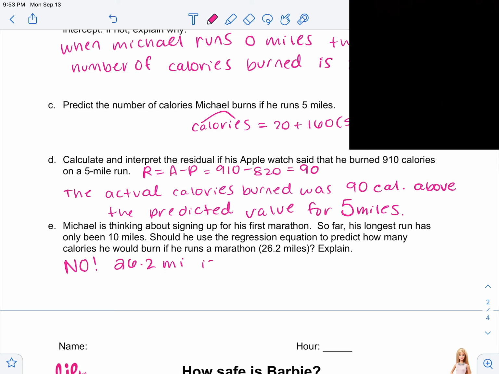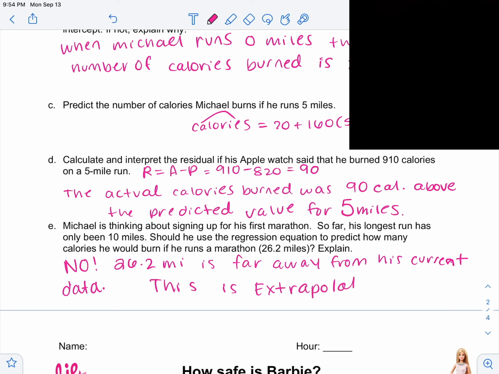26.2 miles is far outside the data he has collected. So we don't really want to use this to predict for 26.2 if the longest run he's ever done so far is 10 miles, right? And this is a really great example where we can think about why that might be the case, right? 10 miles might be totally doable, but more than 10, you might start to slow down. So it might not follow that line. This is an example of extrapolation, which is something that we do not want.